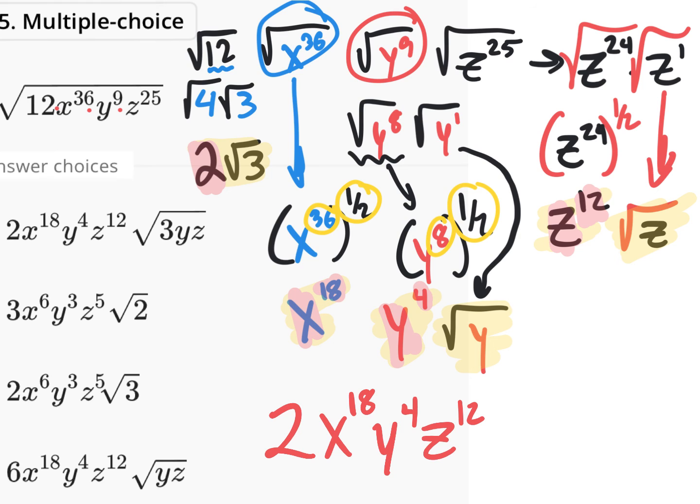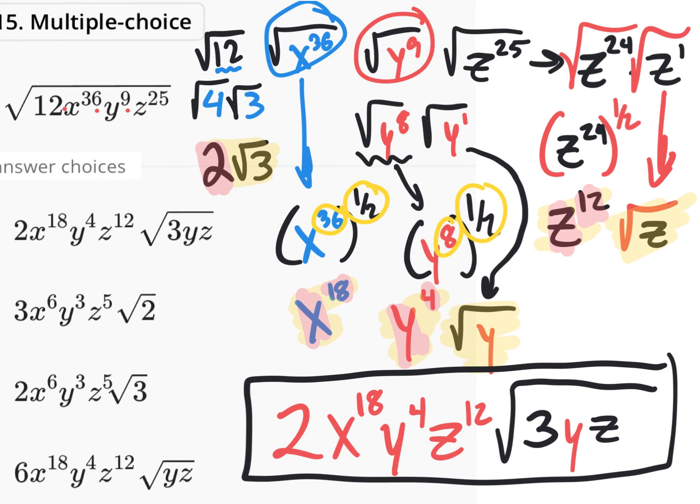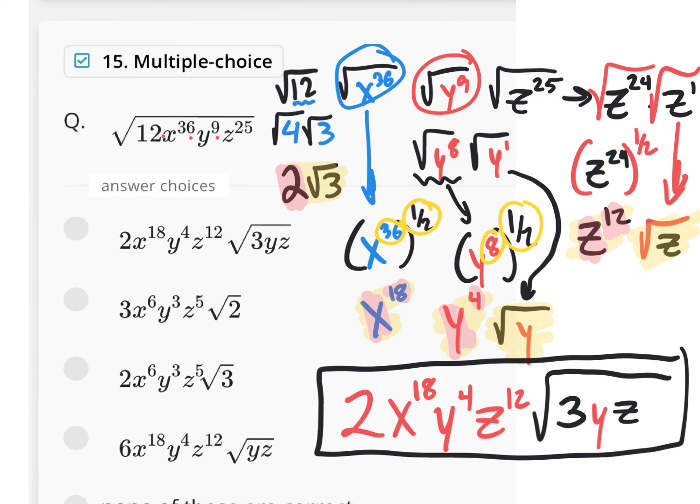And now we're going to look at our square roots, right? And I'm going to write one giant square root right here. And I'm going to put the 3 right in there, okay, 3 right in there. And then I'm going to put the y right in there, so y. And then I'm going to put the z right in there, z. And it's that simple, guys. I know it sounds complicated, it looks like a lot of work, but it's really not that bad. So which one is it? We have 2x to the 18th, y to the 4th, z to the 12th, and the square root of 3yz. This is it right here.